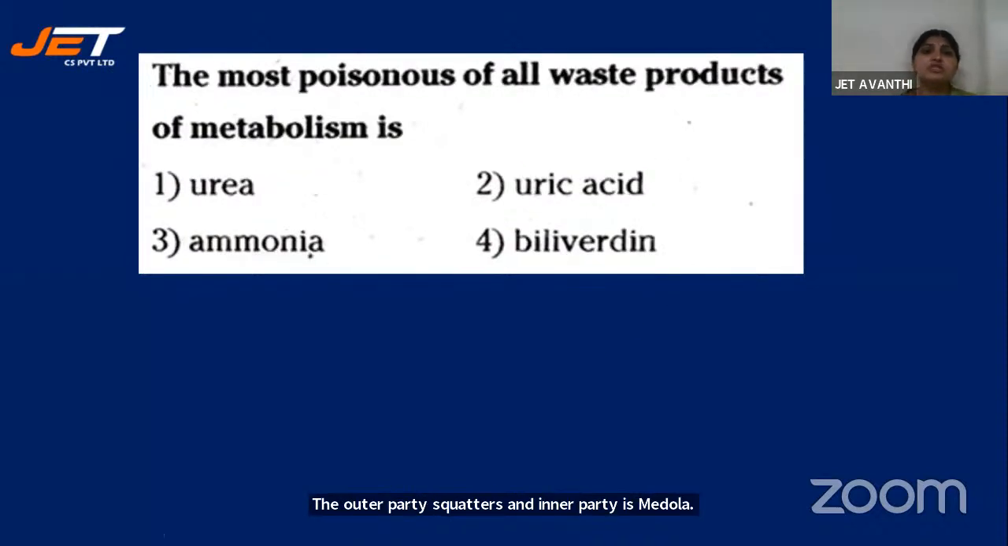Next. The most poisonous of all waste products of metabolism. Which among the following is the most poisonous waste in the organism? Urea, uric acid, ammonia, and biliverdin. Biliverdin is a pigment, so you can go for odd one out. You have to check only 1, 2, 3 options.